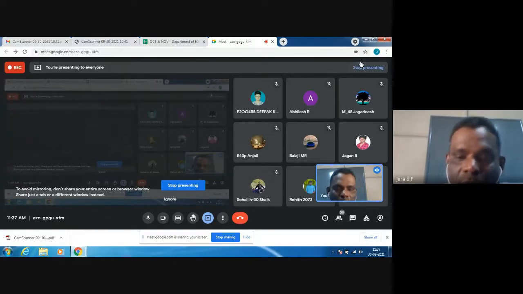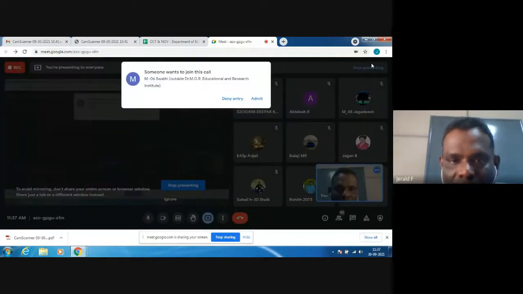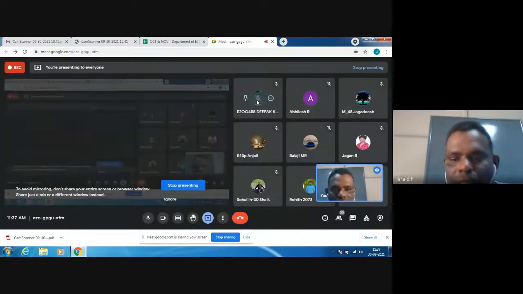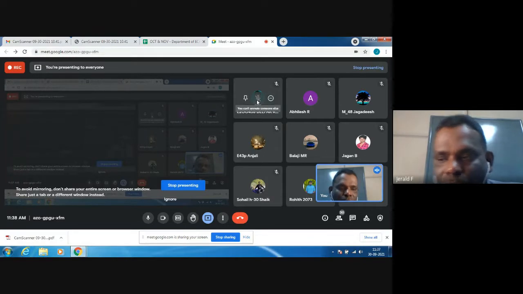What are the different configurations that will be used for the transistor? Normally there are three types of configuration available. The first one is the common base configuration, that is very important, common base configuration. The second one is the common emitter configuration, and the third one is the common collector configuration. These are the very important configurations.